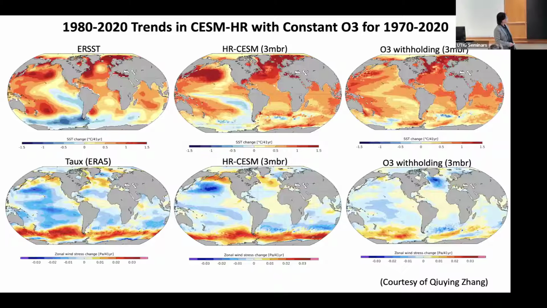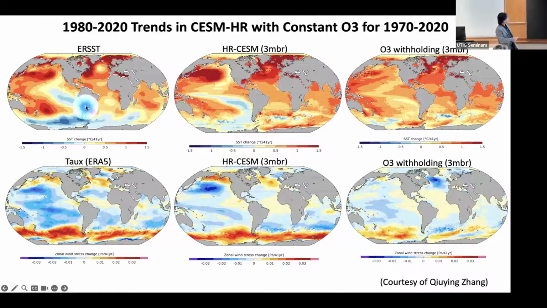So in order to explore this possibility, we did a sensitivity experiment. Since the model is getting the cooling trends correctly now, we can do a sensitivity experiment by holding ozone constant, right? In the model, it's very easy to do. So we do a constant ozone experiment.